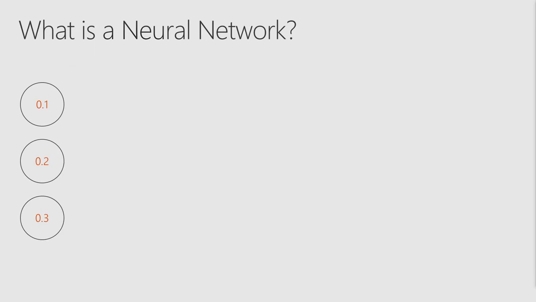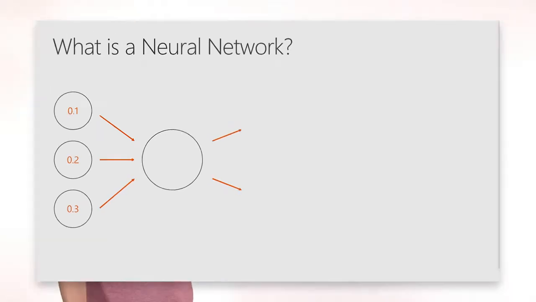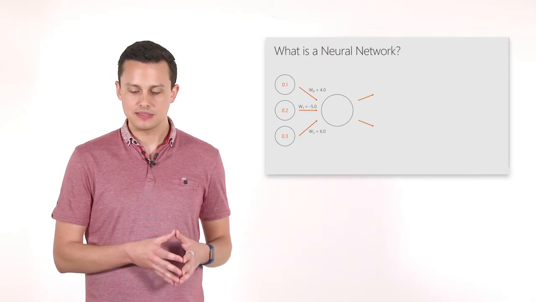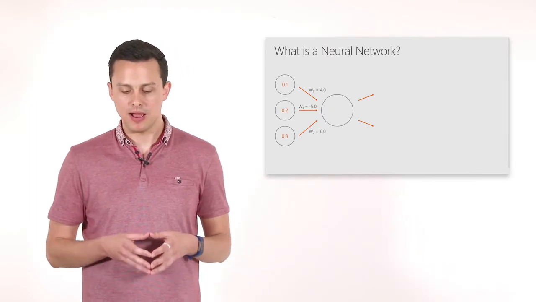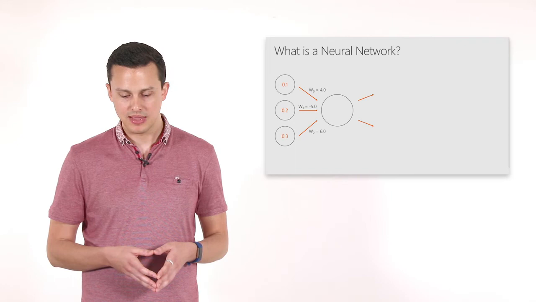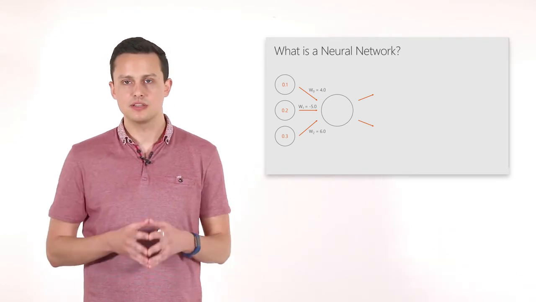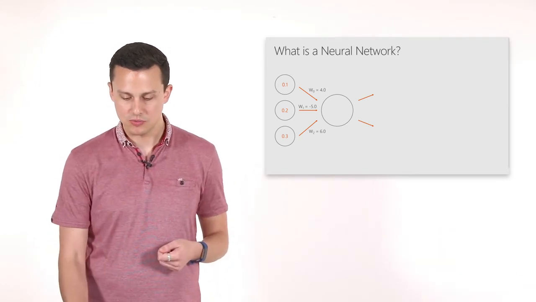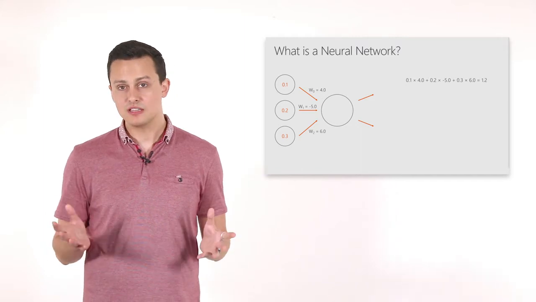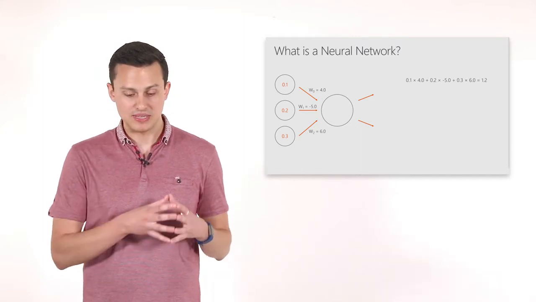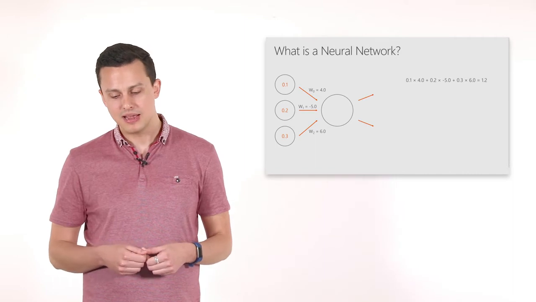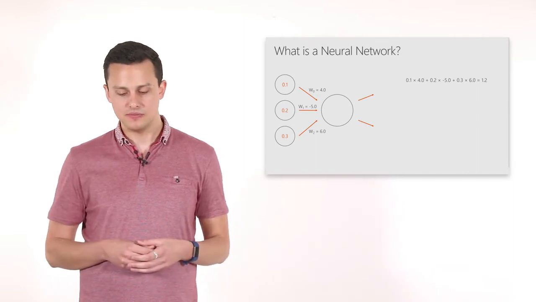Let's take this example. We have three inputs: 0.1, 0.2, 0.3. These are the numbers. This is what we know. These all go into a node in the neural network, and this is referred to as a perceptron. Each of these numbers, these inputs, are multiplied by a weight. Each of the connections from the input to this node has a weight associated with it. So the maths behind this is actually relatively simple. We take the input, we multiply it by the weight, and then we add up all of the individual inputs.